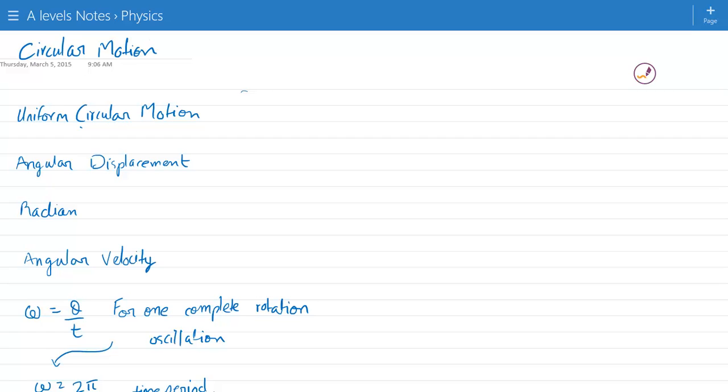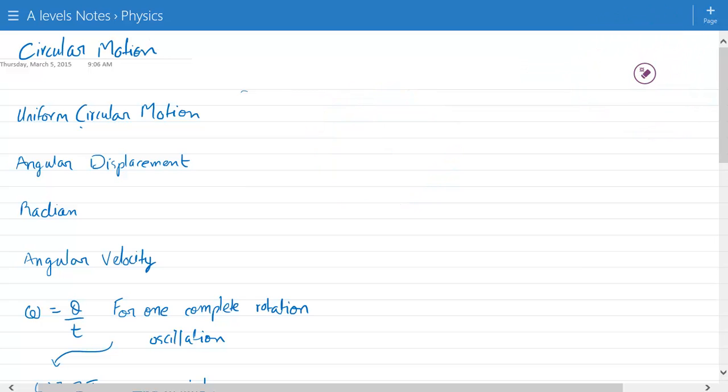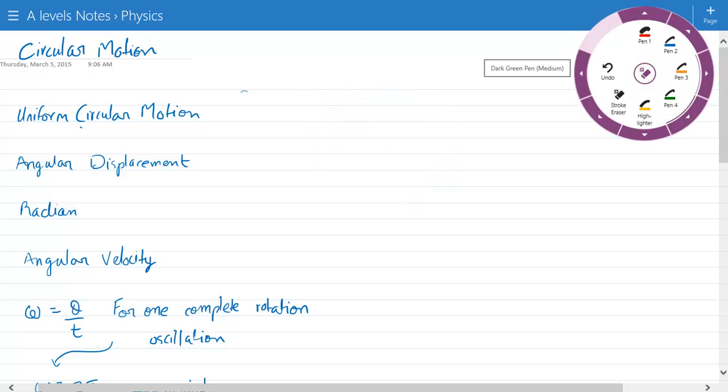What is this? Whenever something is traveling in a circle at a uniform speed, it's not changing, they are said to be in a uniform circular motion. That's it. That's uniform circular motion, moving in a circle at constant speed.